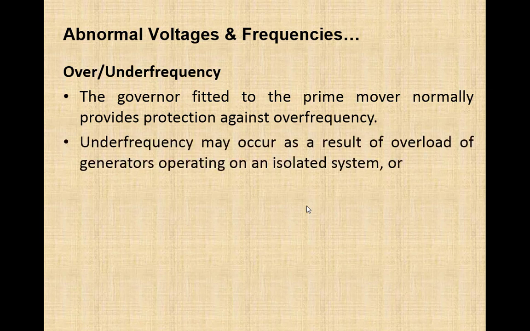Under frequency in generators may occur as a result of overload of generator operating in isolated system. So in case of overload condition, frequency will reduce. So frequency may be measured to detect the overload condition in addition to the current value. Sometimes prime mover does not have power to deliver the rated power of the alternator. So in that condition, when we put the load on the alternator, the frequency will reduce. So instead of just monitoring the current of the alternator to determine the overload, it is important to monitor the frequency as well, because decrease in frequency is an indication that generator has got overloaded.